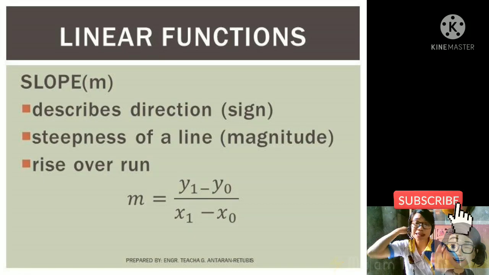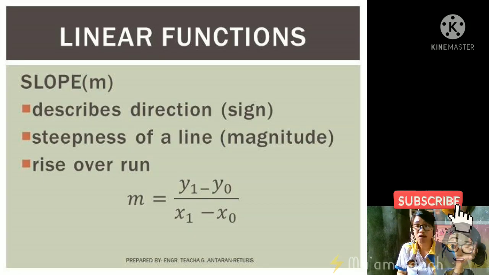Also, class, when we say steepness, it refers to the magnitude of our line, or the slope rather. For example, 1/2, that is the magnitude. The negative or the positive refers to the direction. It could be downward, upward, somewhat like that.